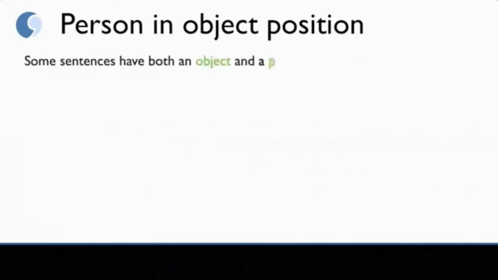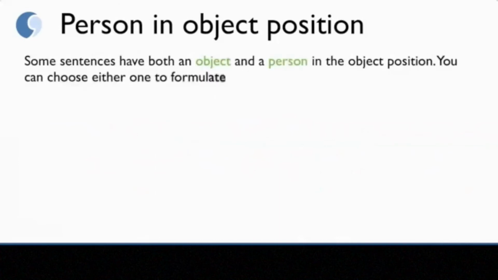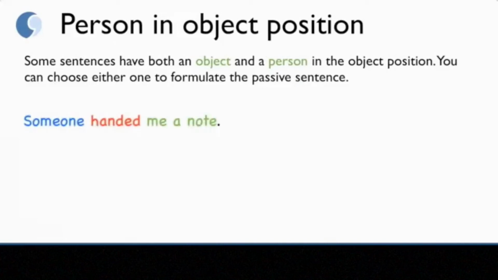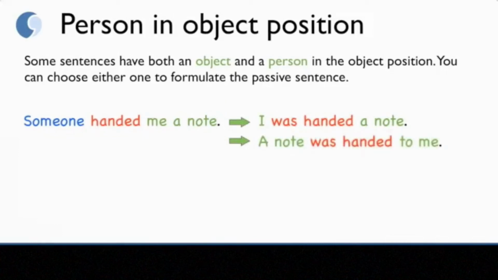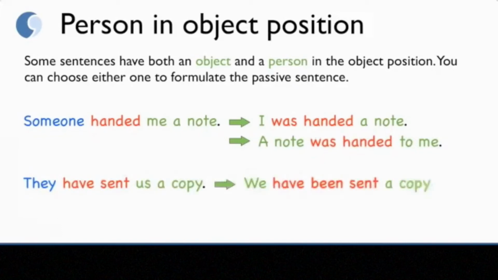Some sentences have both an object and the person in the object position. You can choose either one to formulate the passive sentence. For example, someone handed me a note. You could say, I was handed a note. Or, a note was handed to me. Another example, they have sent us a copy. We have been sent a copy, or a copy has been sent to us.